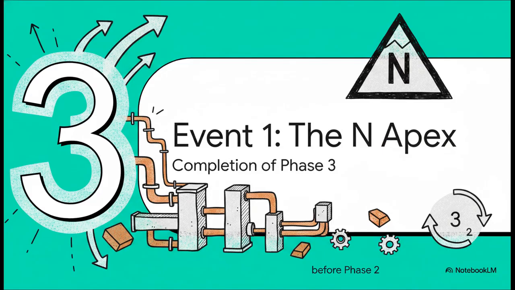Okay, now here's where things get really interesting. Following that alternative path we talked about, the first major event to actually happen was the completion of phase 3, when the price hit the N apex. And remember, this happened before phase 2.